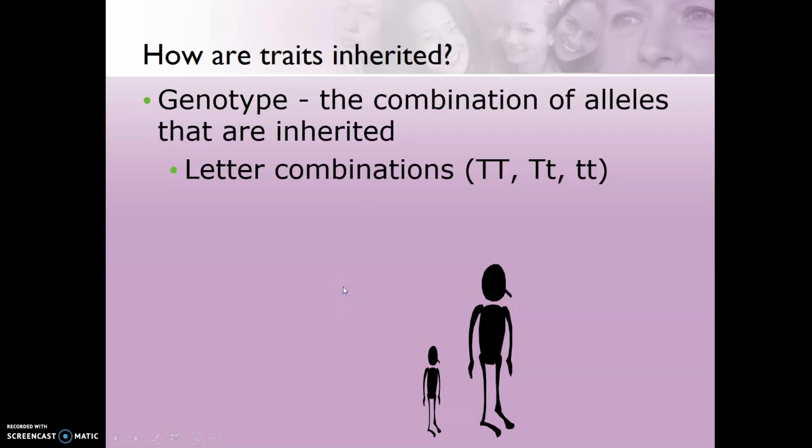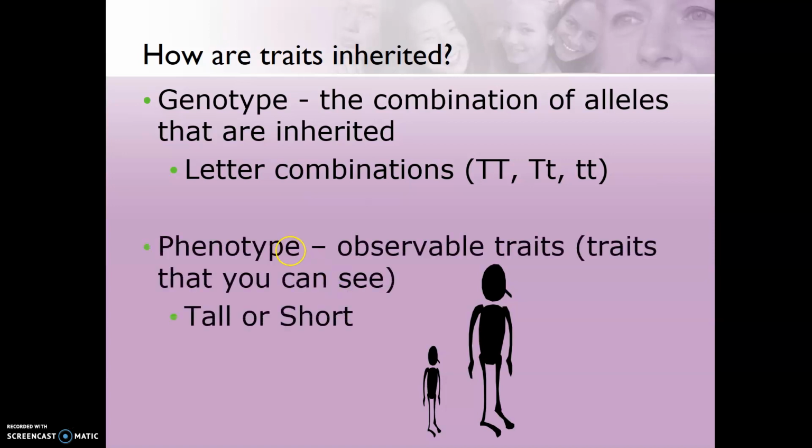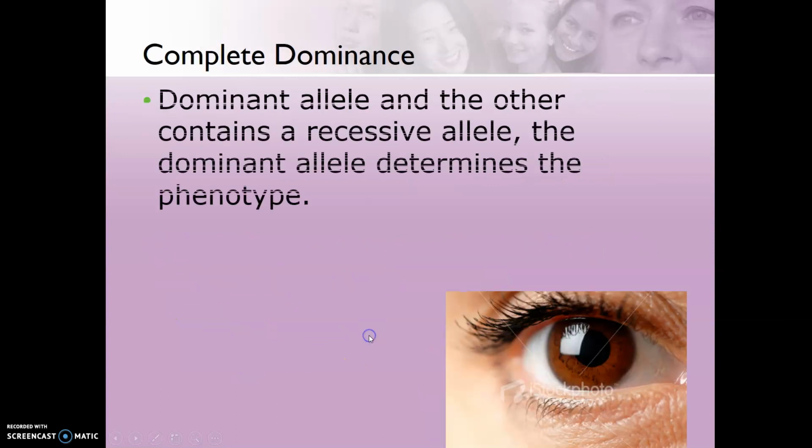How are traits inherited? Genotypes. The genotypes are the combination of alleles that you've inherited. So these are the letter combinations. These are the genes that you have. That's why it's called a genotype. A phenotype, this is really important, so make sure you're taking these notes. Phenotype, think of as physical. What's the physical appearance? What's observable? Are you tall or short? Do you have brown eyes or blue eyes? Red hair or blonde hair?